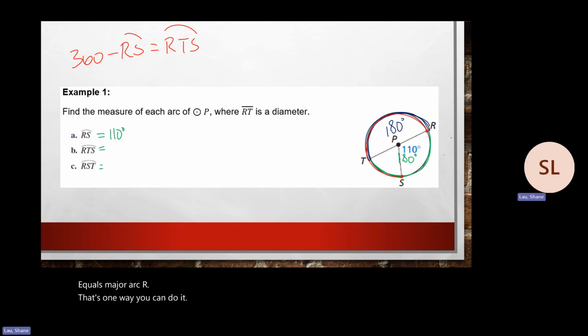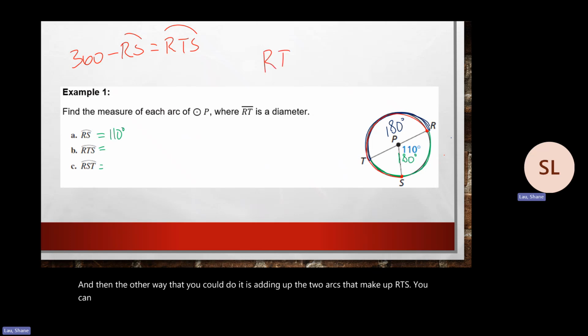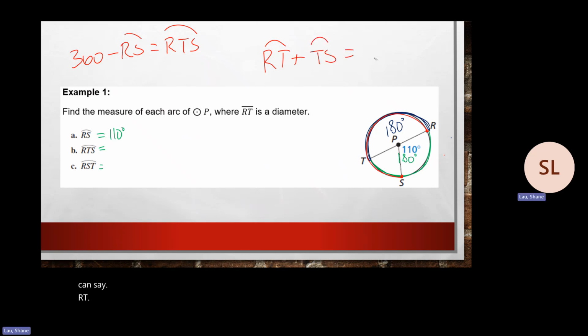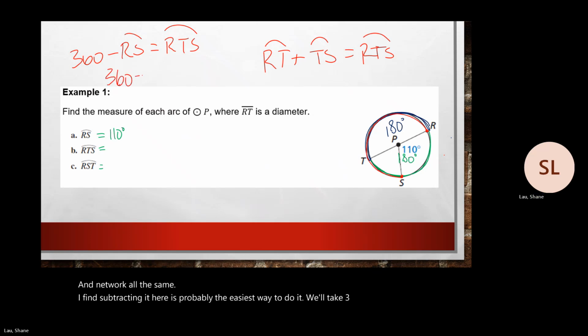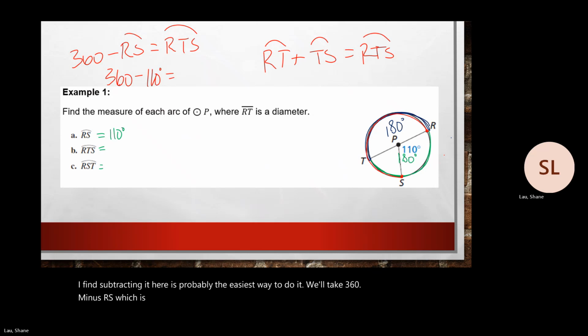The other way you could do it is adding up the 2 arcs that make up RTS. You can say RT plus TS equals RTS, and that will work all the same. I find subtracting it here is probably going to be the easiest way. We'll take 360 minus RS, which is 110, and that's going to give me 250 degrees. And that is the correct answer here.